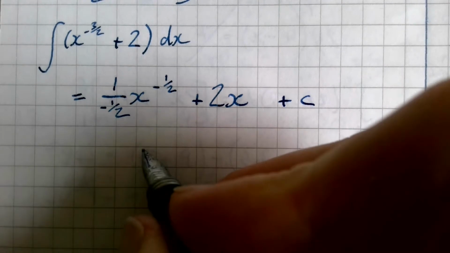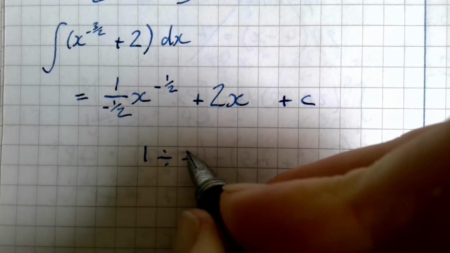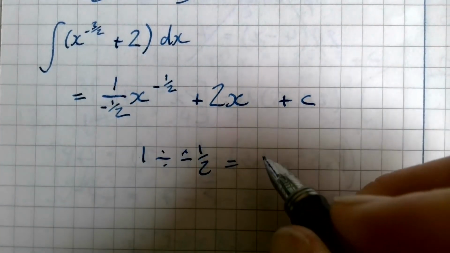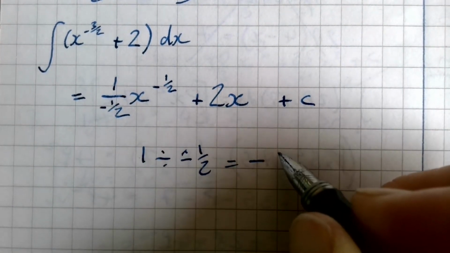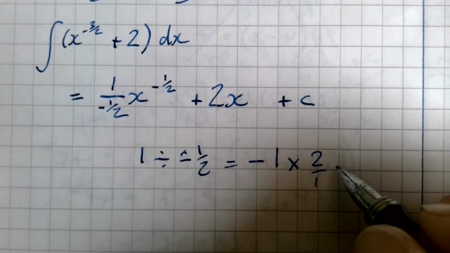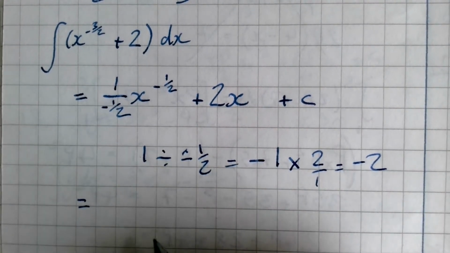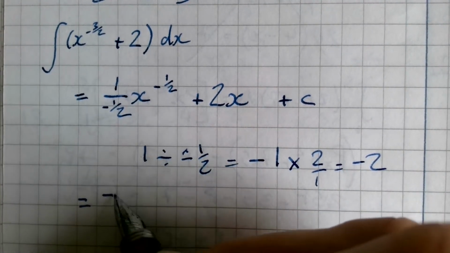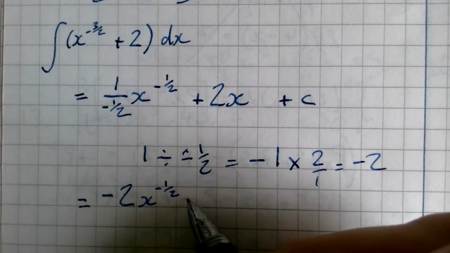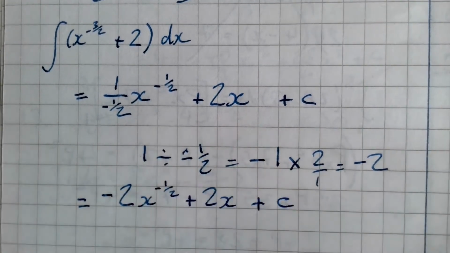So now we just need to worry about what is 1 divided by negative a half, and I know when I divide I'm going to end up with a negative, so I'm going to actually put the negative there and say, right, it's going to be 1 times 2/1, so that's minus 2. So that's going to give me in the end minus 2x to the negative a half plus 2x plus c.